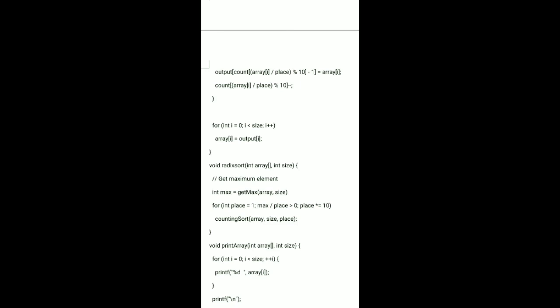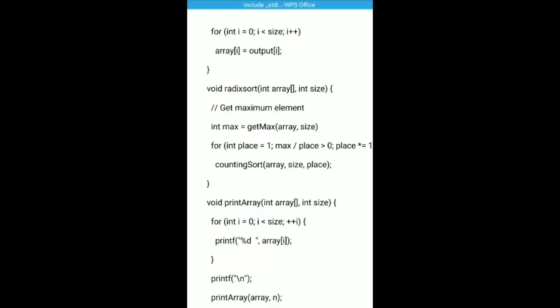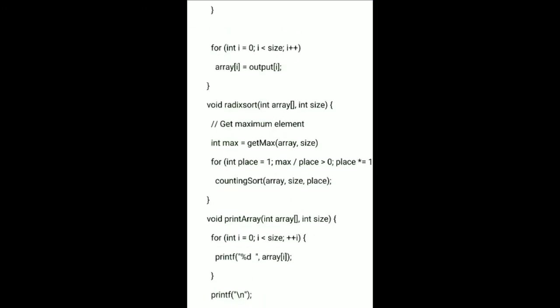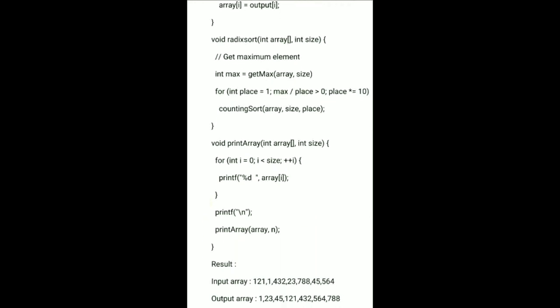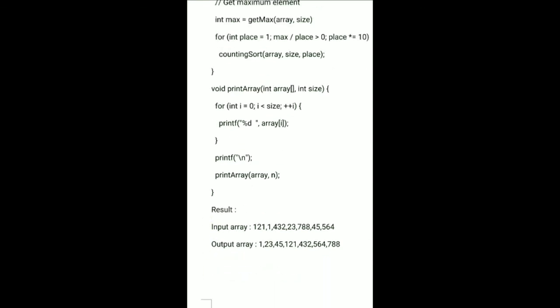Counting sort with array, size, and place will be called on that array, and after all the elements are sorted, we'll print that array with printf("%d", array[i]). We'll print this array, and based on its digit comparison of the respective place values, tens and hundreds places, we'll get the output of the array like this.